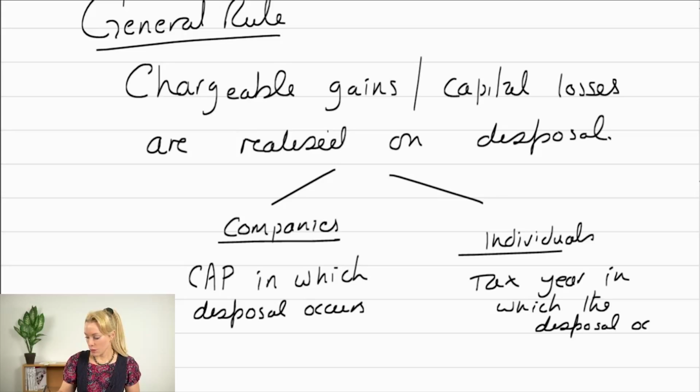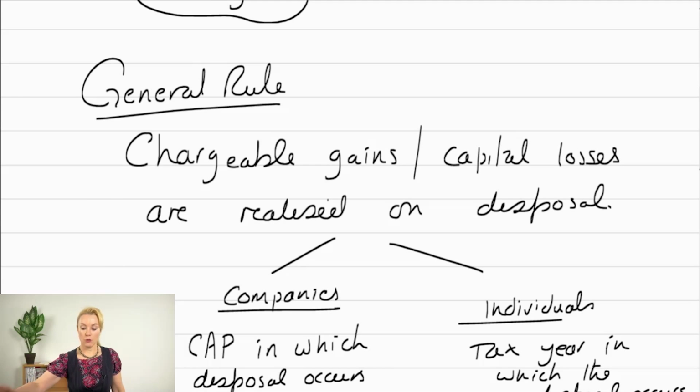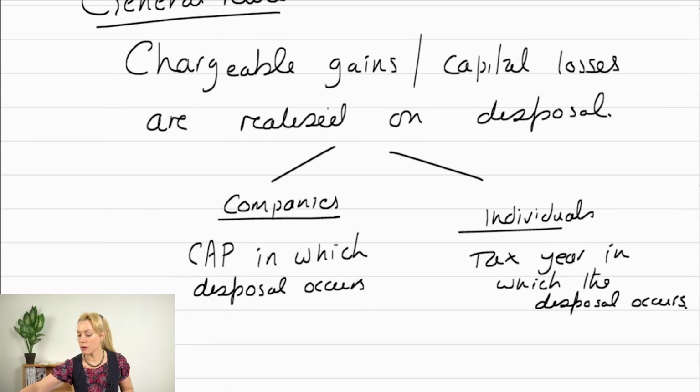All right, so that's the general rule, that chargeable gains and losses are realised on disposal. So for companies, in the accounting period of disposal, and for individuals, in the tax year of disposal. But what we're going to talk about in chapter number 8 is that sometimes it's possible for a company to dispose of a chargeable asset, make a gain, and the gain is not taxed in the year of disposal. The gain is taxed sometime later in the future.